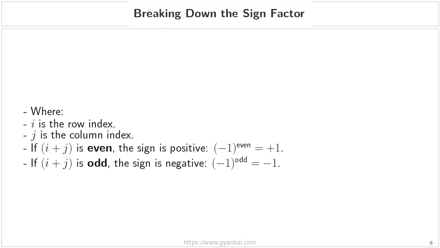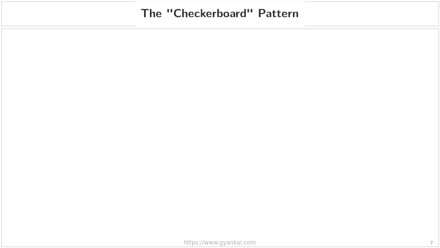Don't worry, though, as we will see in the next slide, there is a much quicker way to visualize this without doing the addition every single time. The checkerboard pattern.